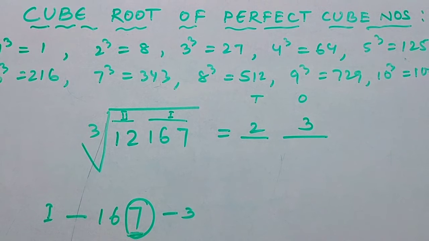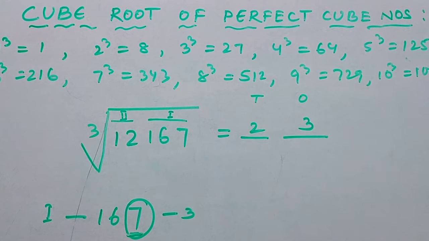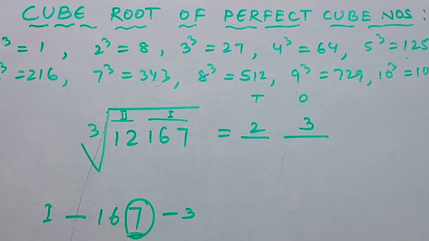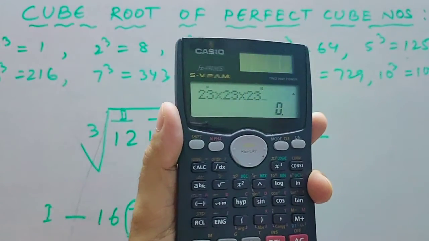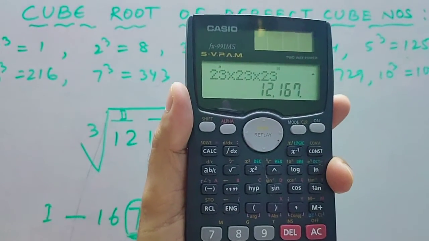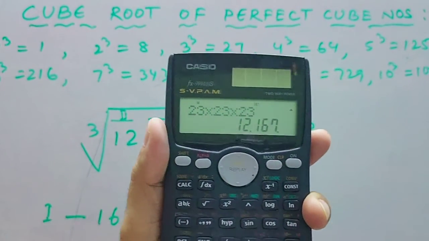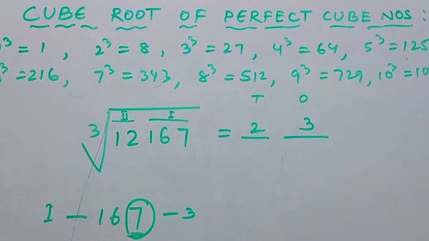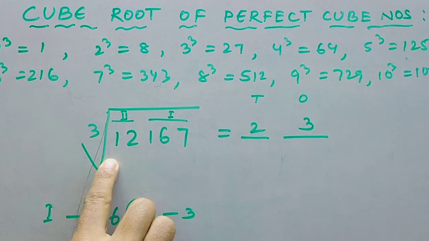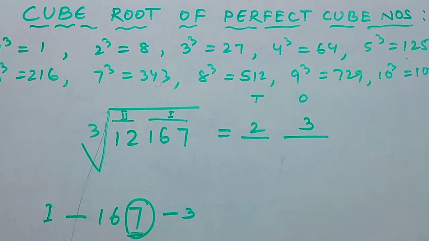You just multiply and see, 23 into 23, what will be the answer? Let us check here now. Okay, I'll show you. 23 into 23 into 23, what will be the answer now? 12167. Okay, 12167 is the cube of 23. If the cube of 23 is this one, the cube root of this number will be 23.